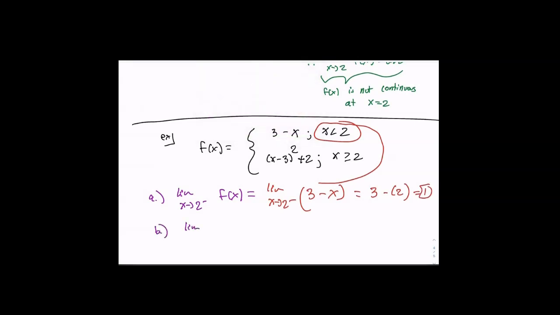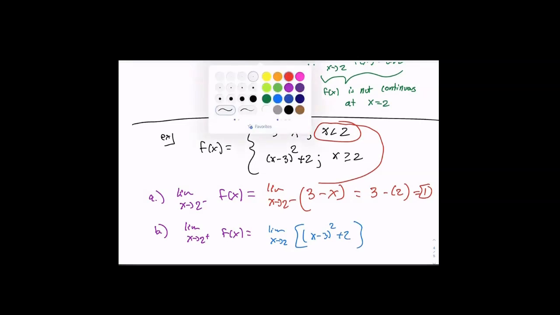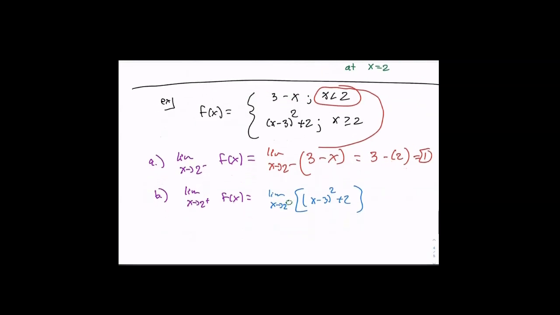B. What is the limit as x approaches 2 from the right-hand side of f of x? Well, this is the same thing as the limit as x approaches 2 from the right-hand side of, and I'm not going to write the right-hand side this time because I know which function I have to utilize. I have to utilize this x minus 3 squared plus 2. I didn't write the plus, but it works the same. You just need to identify which function you are using. So all I've got to do now is plug in 2. 2 minus 3 squared plus 2. That's negative 1 squared plus 2, which is 1 plus 2, which is 3.